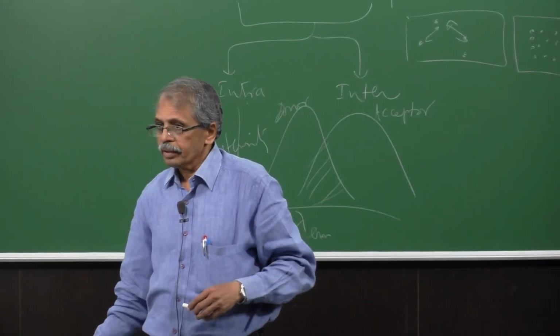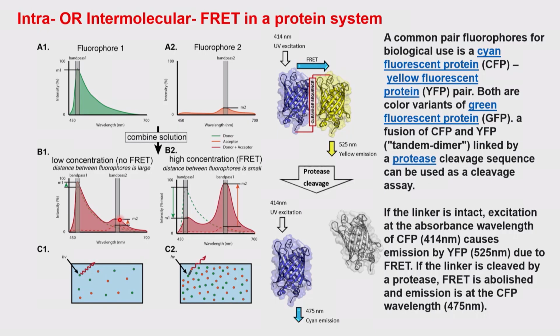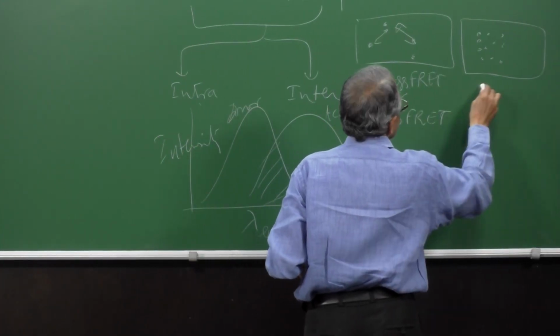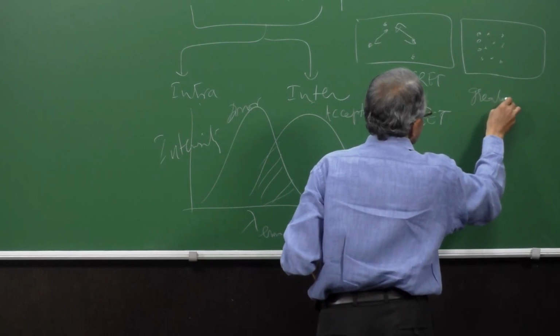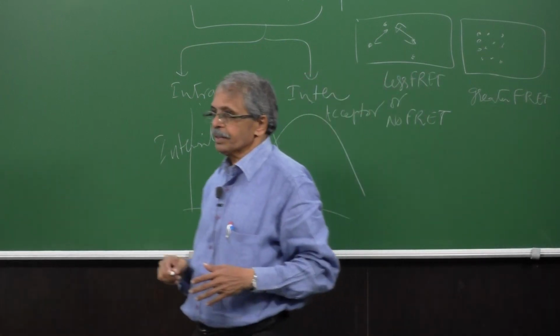So, on this side, in a low concentration, the band overlap is smaller. And in a high concentration, because they are very close, therefore there is high overlap, and therefore you have a greater FRET possibility. So, you will have less FRET or no FRET here, and here you can have a greater FRET. So, therefore, even concentration matters.